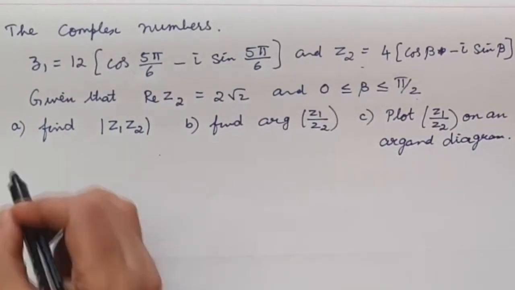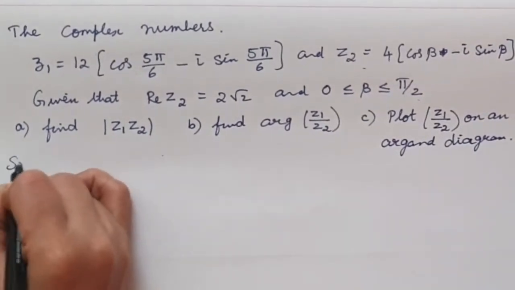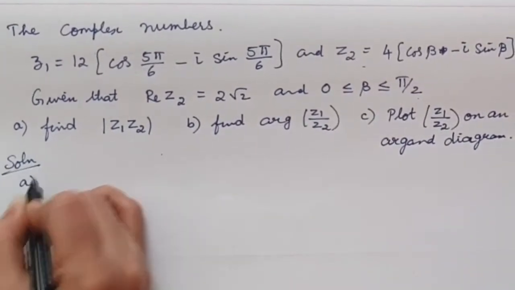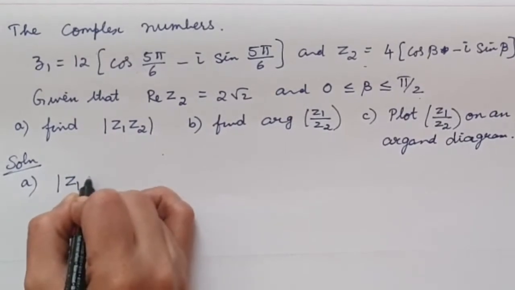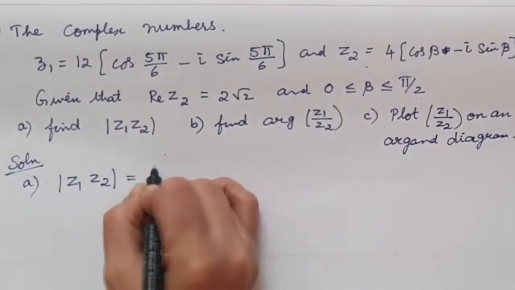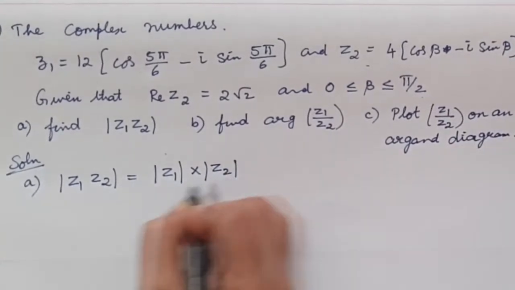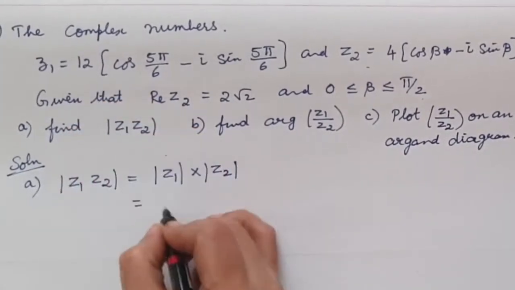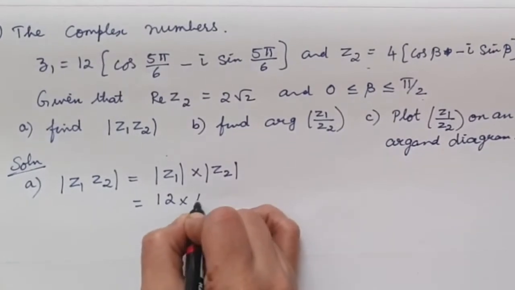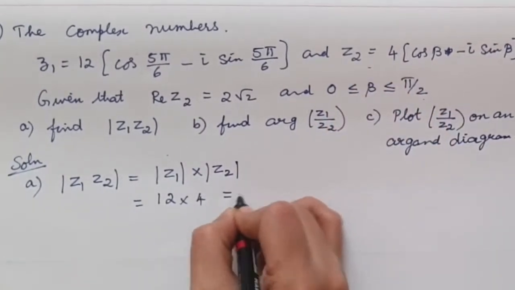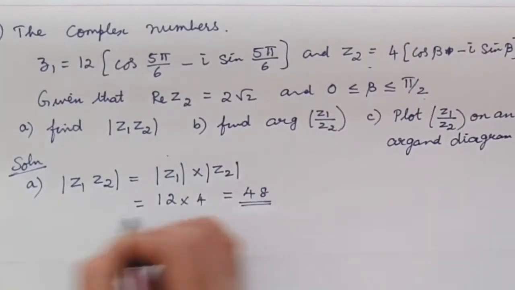So now in order to do this, the first, A part, we'll solve. That is the A part. Modulus z1 multiplied by z2 will be equal to modulus z1 multiplied by modulus z2. That is, modulus z1 is 12 and this is 4, given over here. So it will give us an answer of 48.